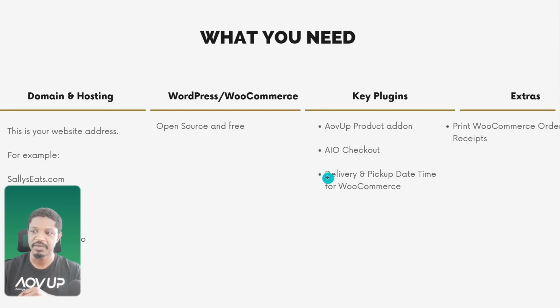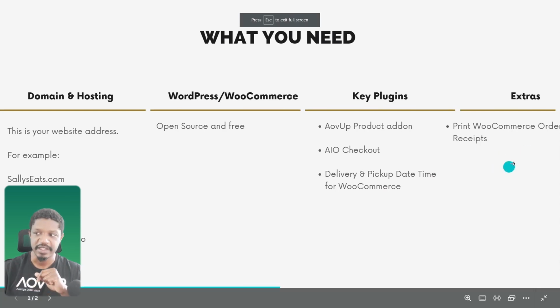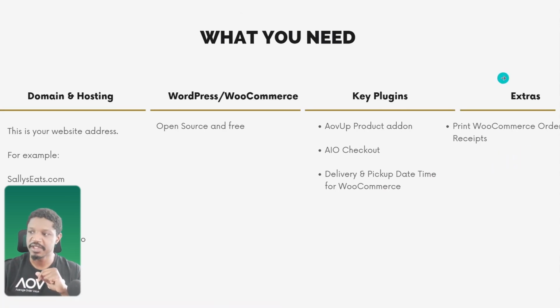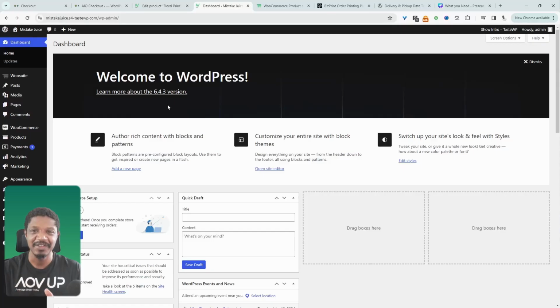And then finally, we'll be using the delivery and pickup time plugin for WooCommerce. We'll be using the free version, and it's more than enough to help get us started. And then as an extra bonus, we'll have a look at a service that will allow us to print our order receipts. The first 25 receipts are free, so we can check this out later on in the video. So I'll leave a link to all the plugins mentioned in the description below.